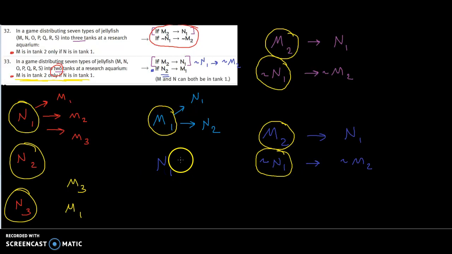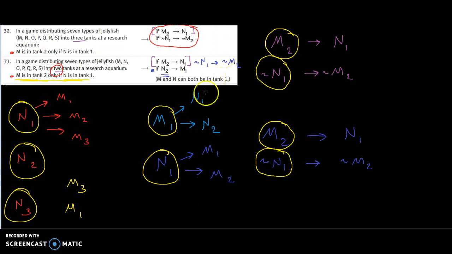Can we make a deduction about this? Let's see. So remember, our two paths would be, if I place N in tank 1, M could go in 1, or M could go in 2. Only two possibilities for M. All right. Well, do we have a deduction for N1? Nope. We know what happens when we're not in N1. We also know what happens when we're in M2, but we have no information about what happens with N1. So, no deduction there. Okay.